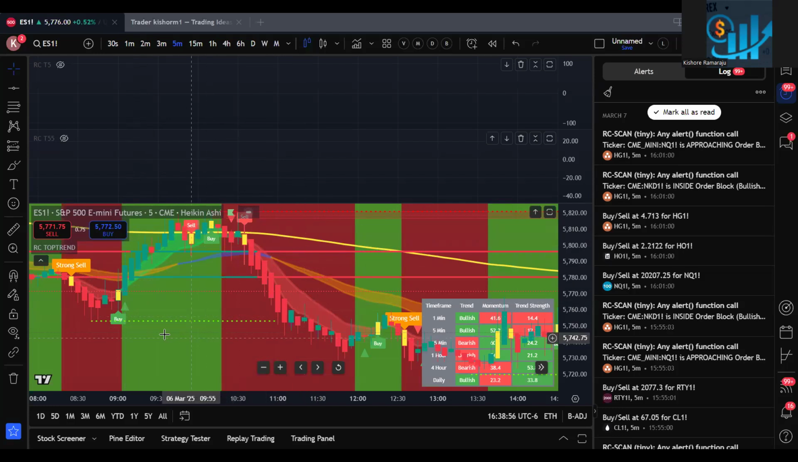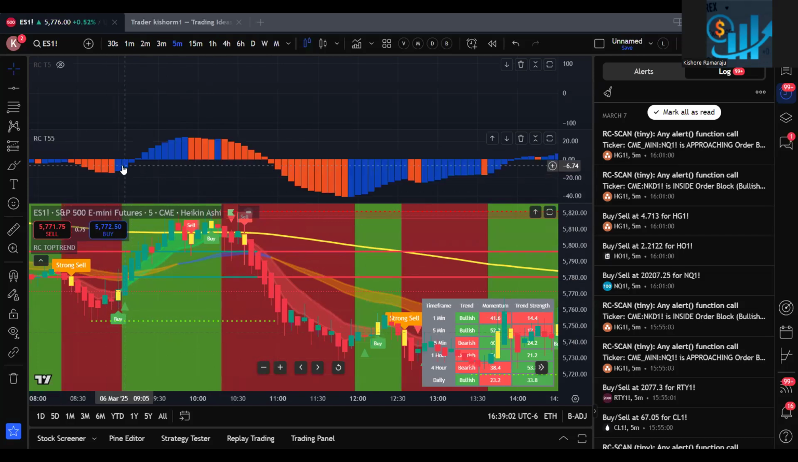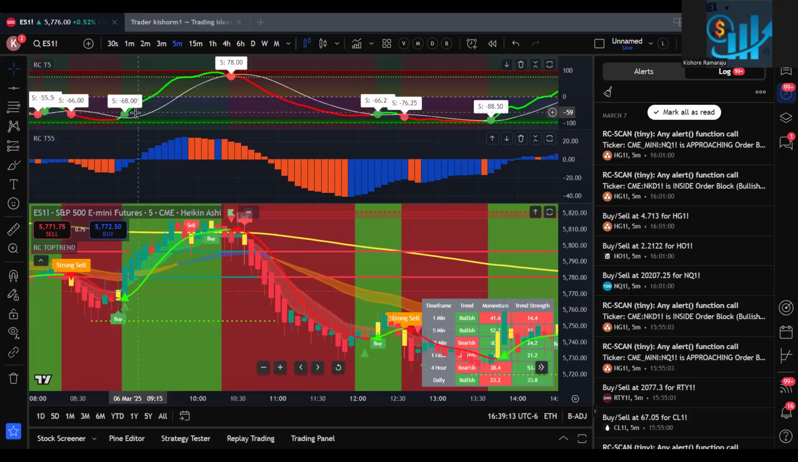So if your top trend is giving a buy, and at the same time your T55, your supporting indicator, is showing a blue candle or blue bar, that means this is telling it is buy. Here blue means it is buy. And if this one is also showing a green color, if you have blue or green, that represents bullishness. If you have red or orange, that represents bearishness. So here you have a buy, here you have a buy, here you have a buy, that is a perfect opportunity. Or here you got a sell signal, you have orange, here you have orange. That is a perfect short opportunity.